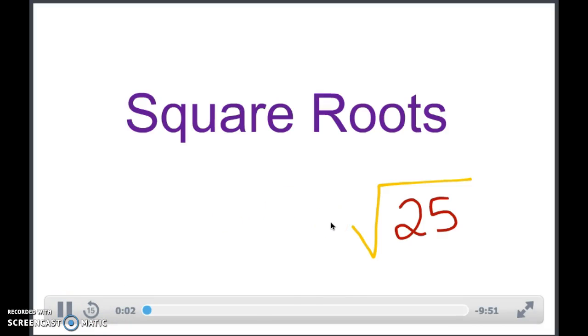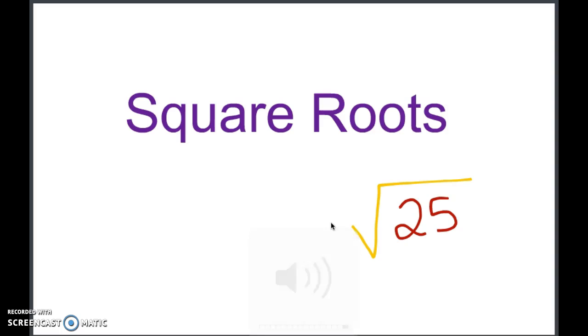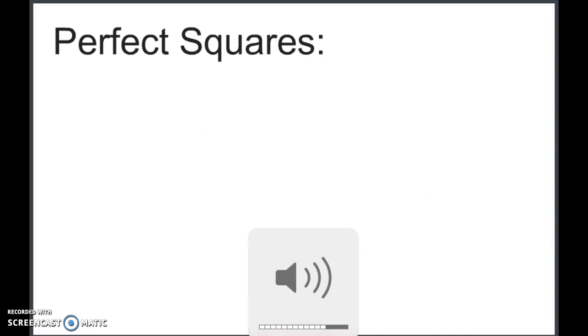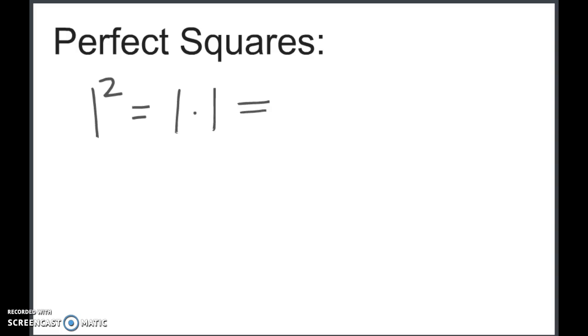Alright, this lesson is on square roots. First thing that we need to quickly review is what perfect squares are. Perfect squares are what you get if I took the number 1 and squared it. That means 1 times 1, which is 1. That will make a perfect 1 by 1 square.